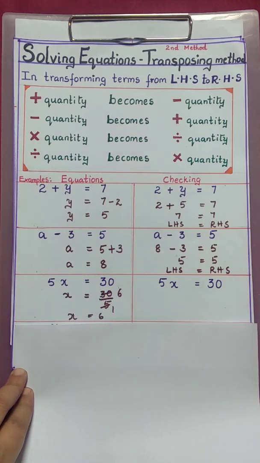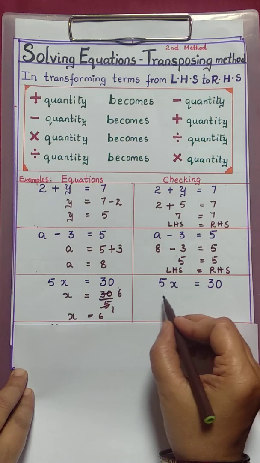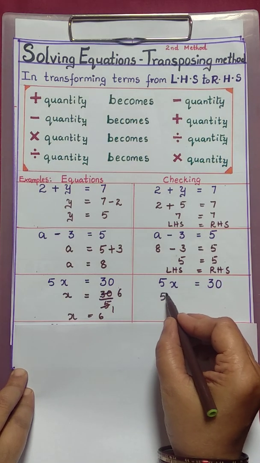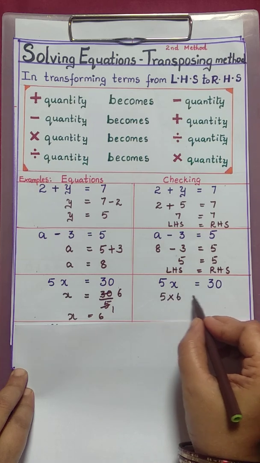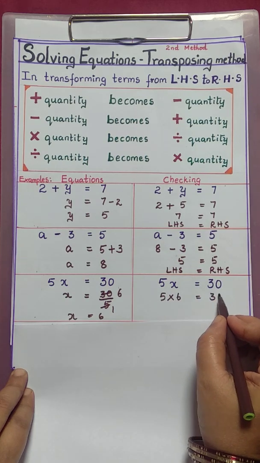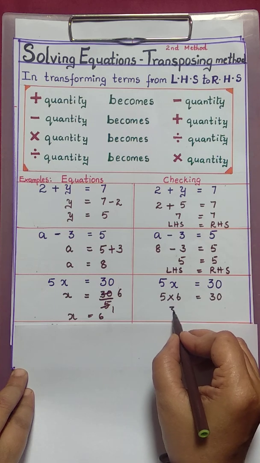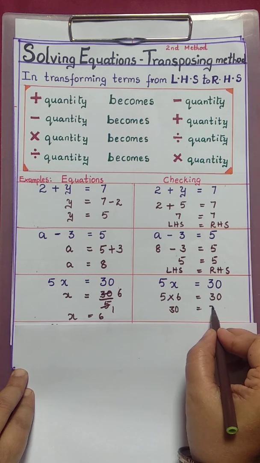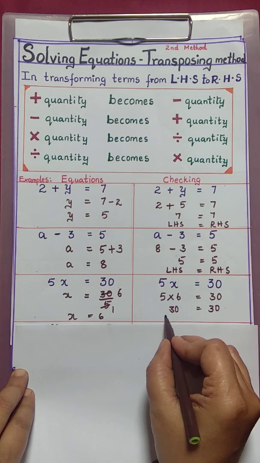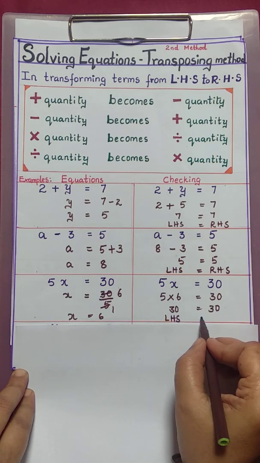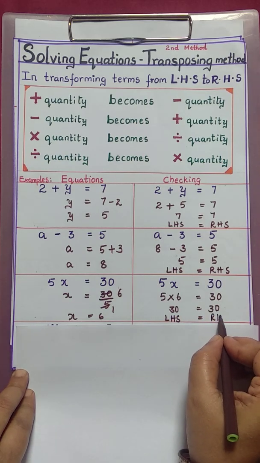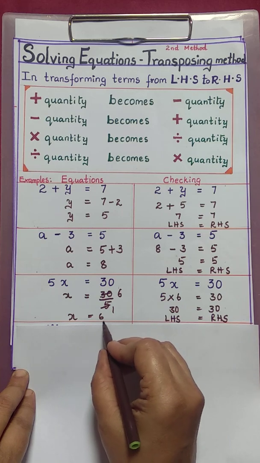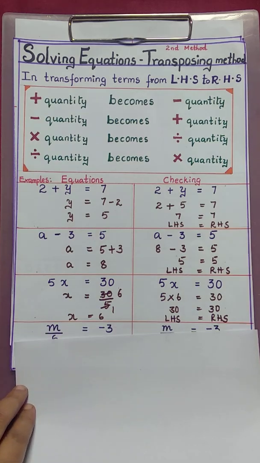6. Now let us check whether it satisfies the equation or not. 5x means 5 into x. So 5 into 6 is equal to 30. 5 sixes are 30. 30 is equal to 30. LHS is equal to RHS. So 6 satisfies the equation. Let's move to the next sum.